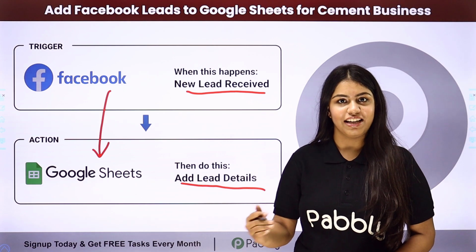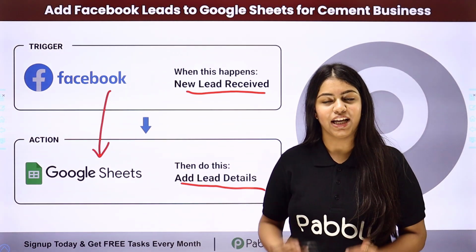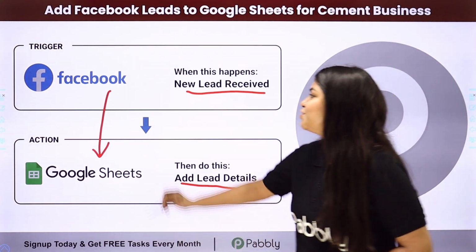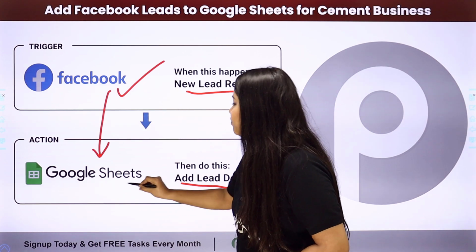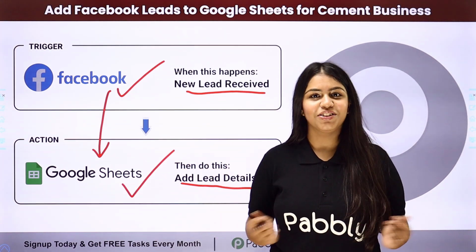To create this integration, we are going to use Pabbly Connect, which is an amazing automation software. In Pabbly Connect, we have the concept of trigger and action. So for trigger, we are going to use Facebook, and for action, we are going to use Google Sheets. If you want to learn this, follow me through the screen.